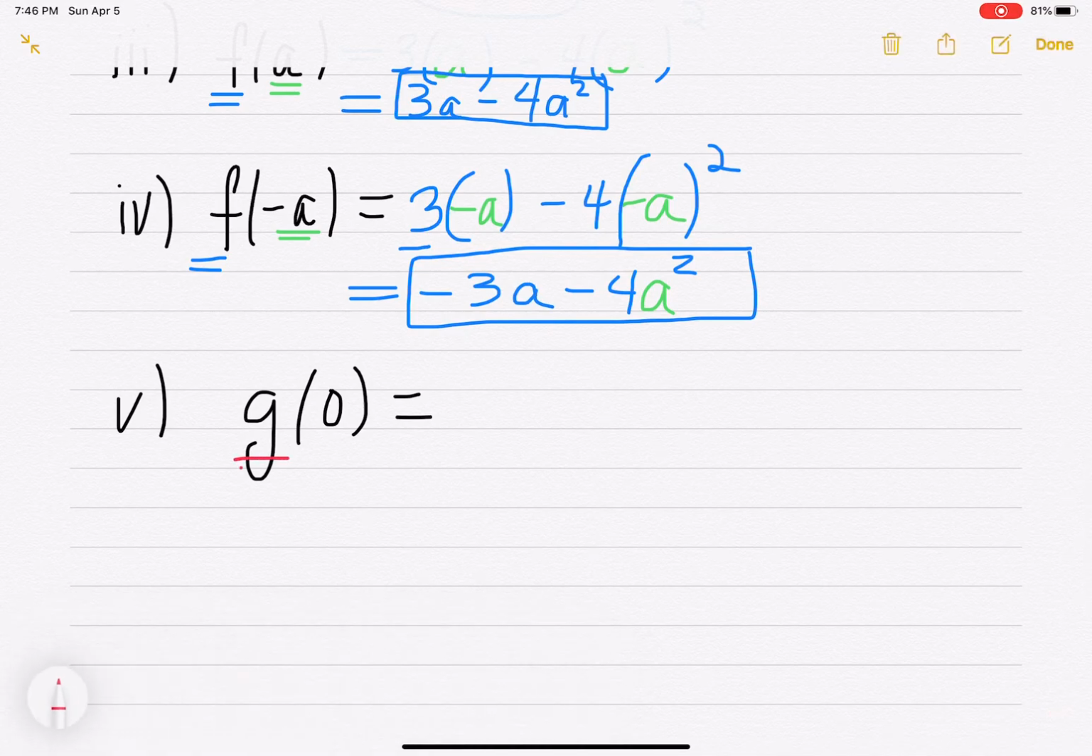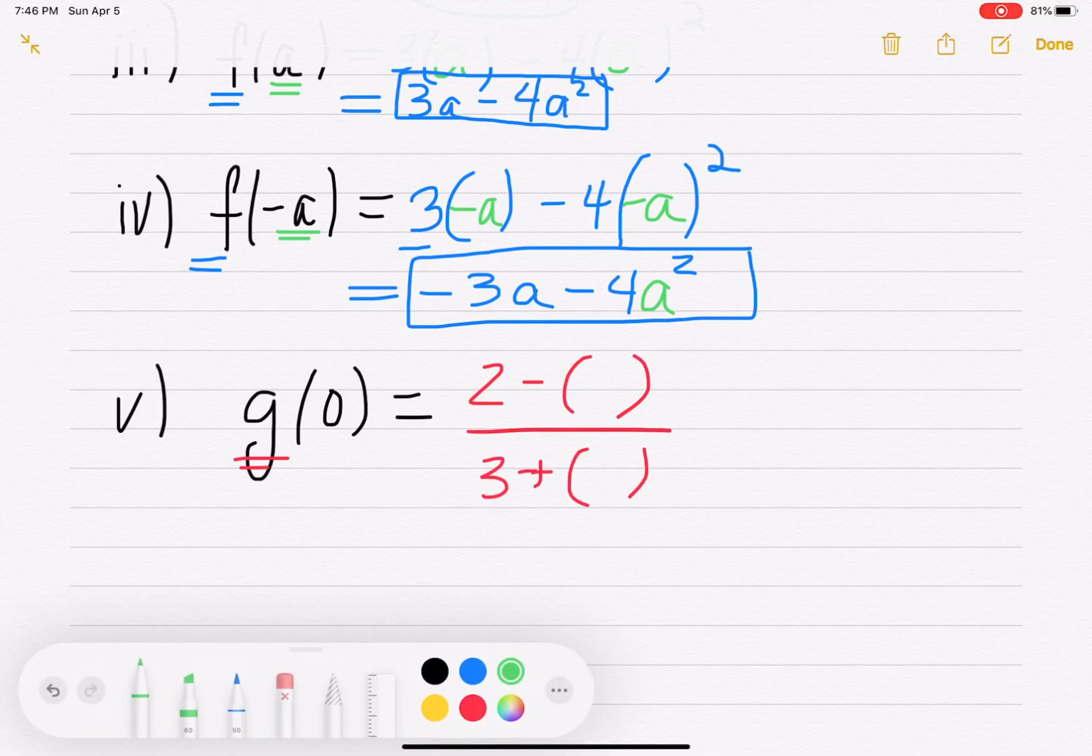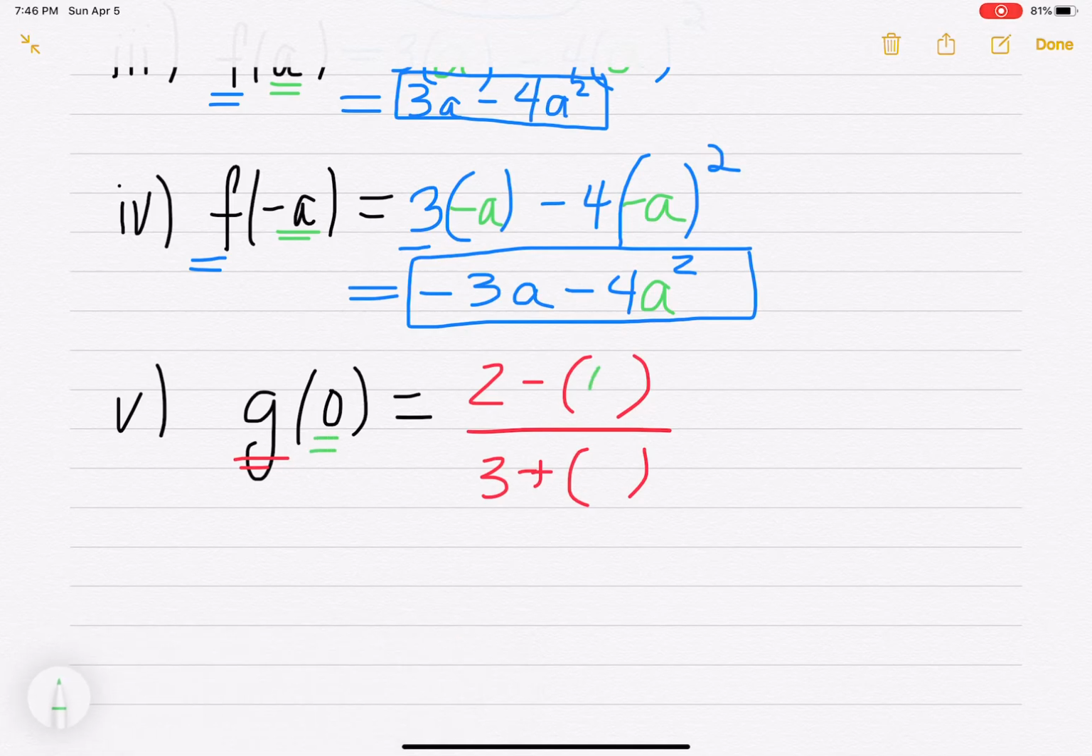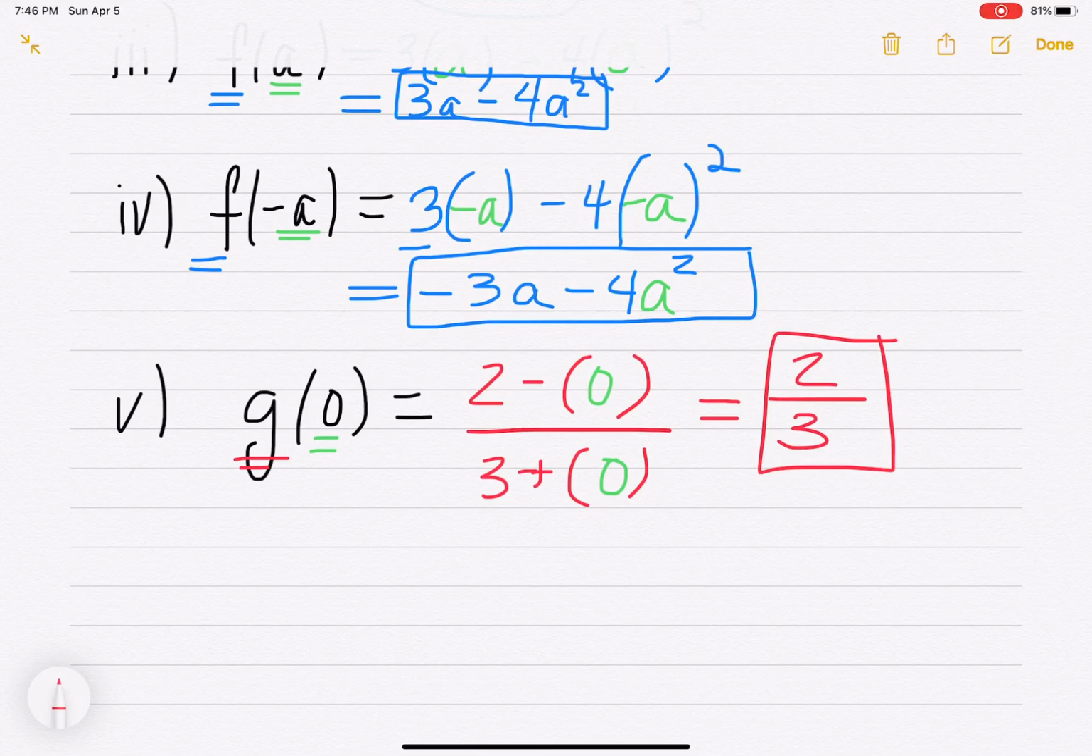So we're dealing with the red. We're going to do 2 minus blank over 3 plus blank. So in place of the x, we're going to put a green 0 right here. So 0 and 0. Now you simplify that. 2 minus 0 on top is 2. 3 plus 0 on bottom is 3. So your answer is 2/3. All right, getting somewhere.